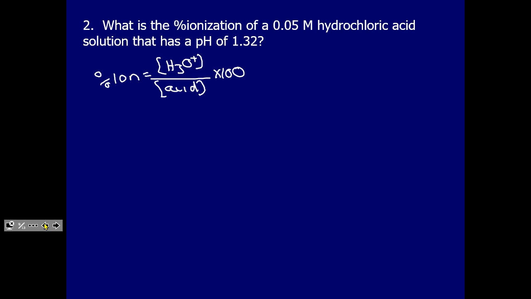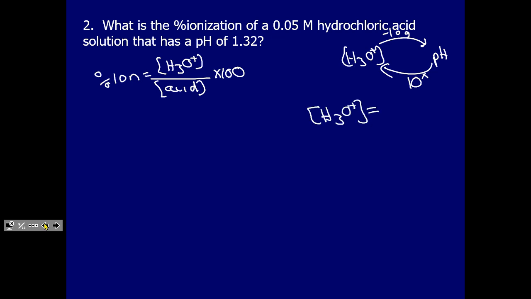If I have H3O plus, I can turn it into a pH with a negative log, or I can turn the pH back into an H3O plus with a 10 to the x. So I'm going to go back this time. Before I do that, I need H3O plus from the pH. So I'm using the function to go back the other way. 10 to the negative 1.32.